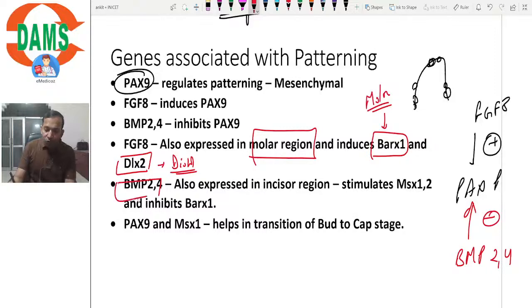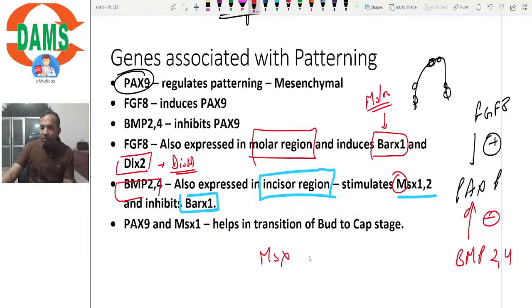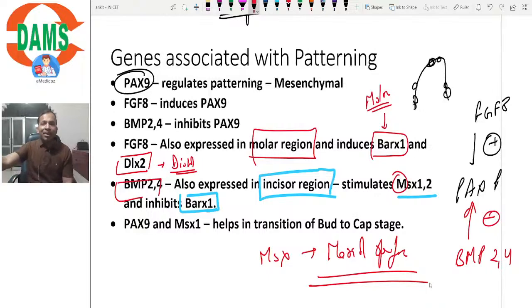Now BMP2 and 4, these are also expressed in the incisor region, right? As I have just told you, they also help in the formation of specific teeth, that is, they help in the formation of incisors. They stimulate the expression of MSX1-2, and they are the inhibitors of BARX1. So MSX, what will we take from M? Mesial, right? So the MSX gene is mesial specific. So which are the mesial teeth? Incisors, canines, right? These are the mesial teeth.